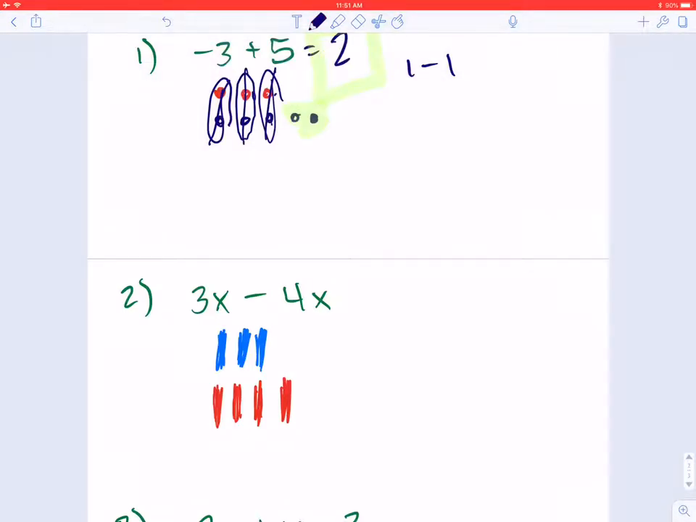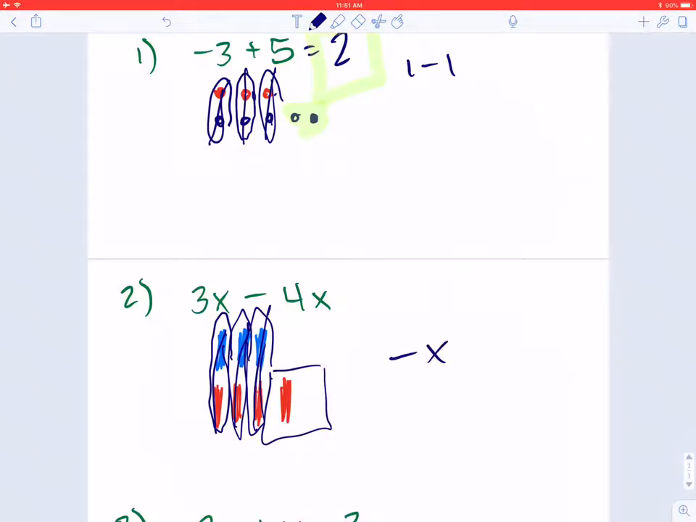So now I need to make 0 pairs. An x minus an x makes 0. An x minus an x makes 0. An x minus an x makes 0. So what am I left with? I'm left with 1 negative x, which we write this way. These are equal.